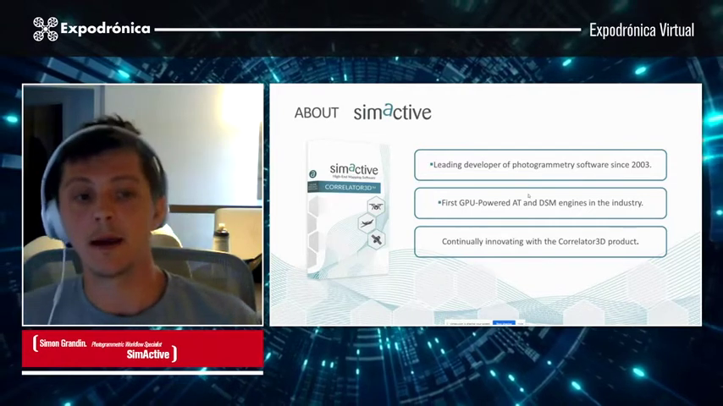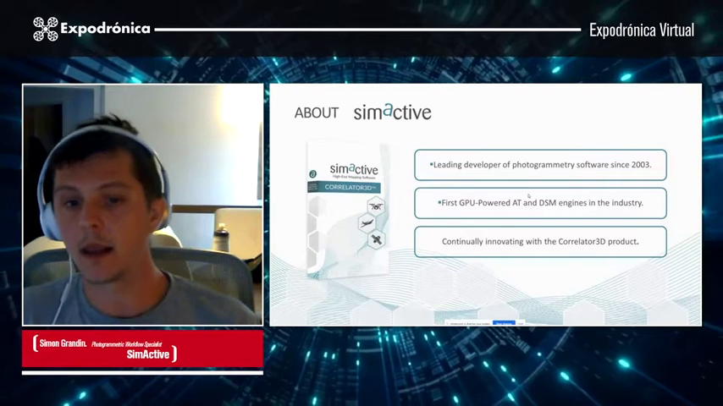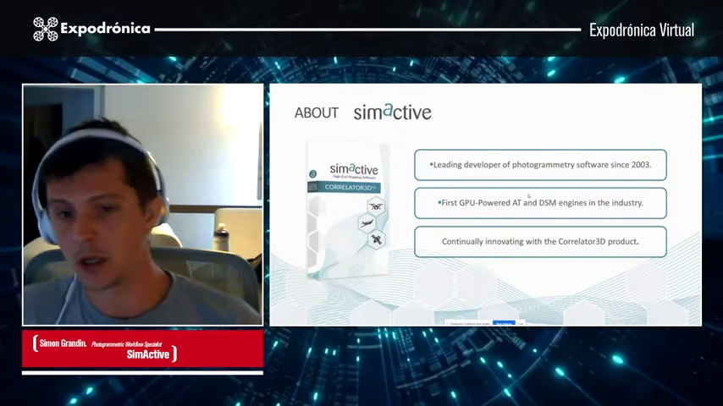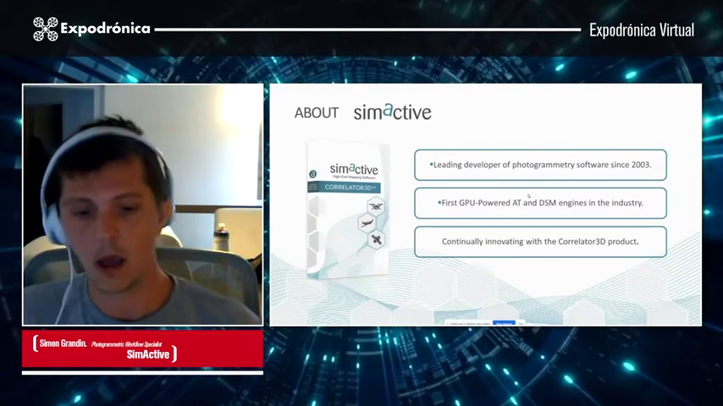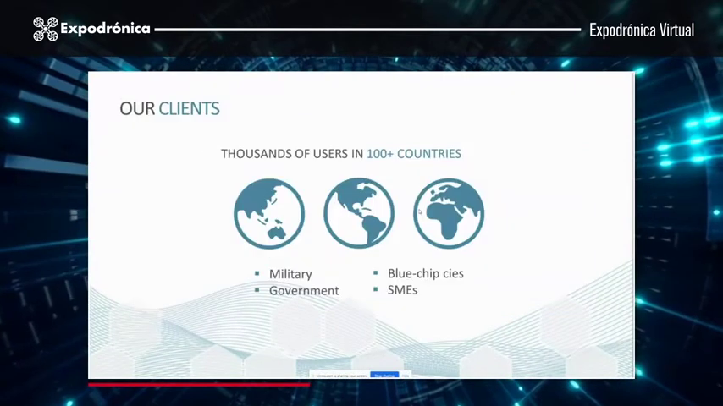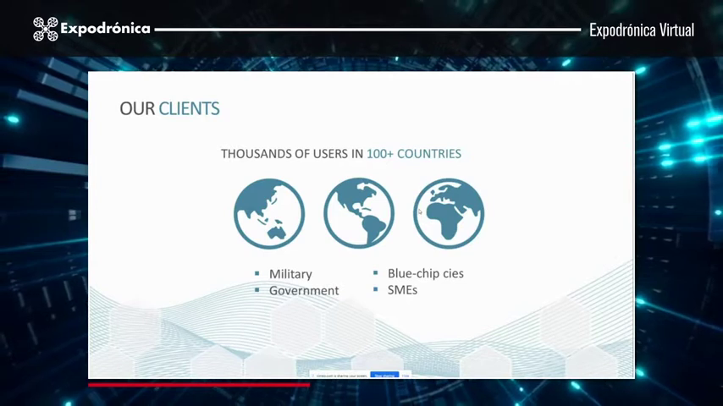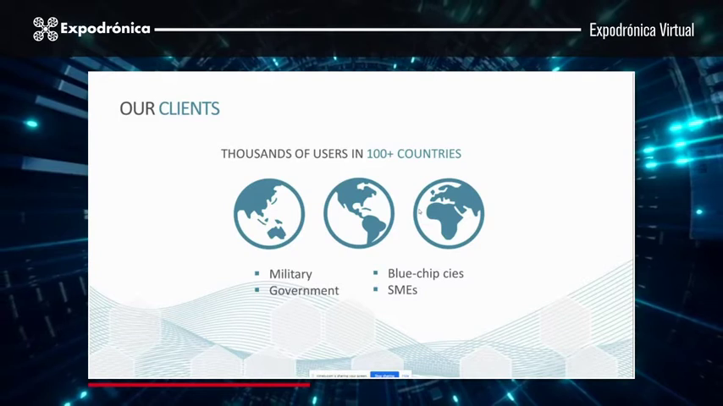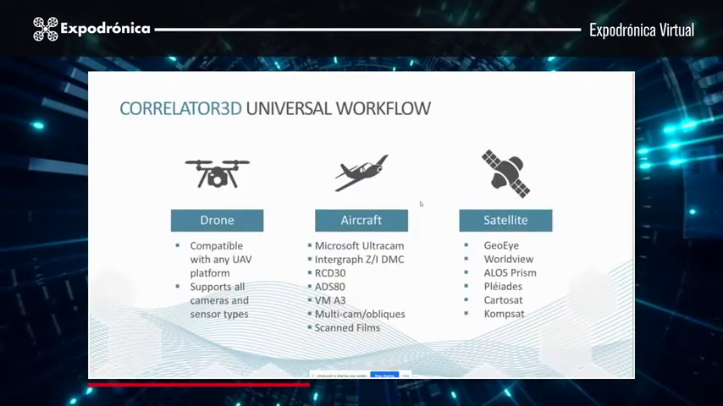And also, SimActive and our product Correlator 3D are continually innovating, with around 3 major releases per year and also many minor releases to help our customers, which are based in more than 100 countries in the world. We have military customers, government, and also blue chip partners that use Correlator 3D for all their mapping projects.